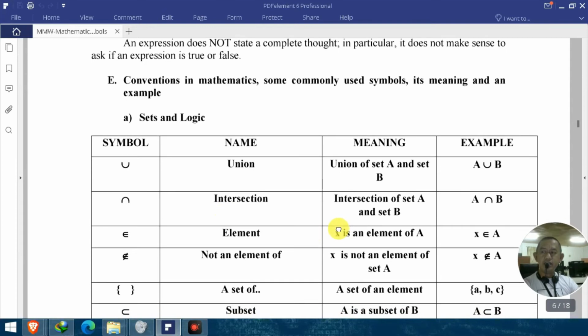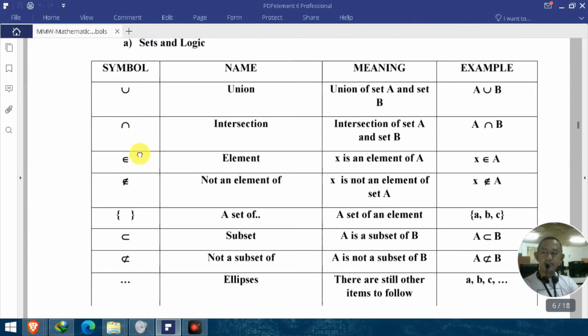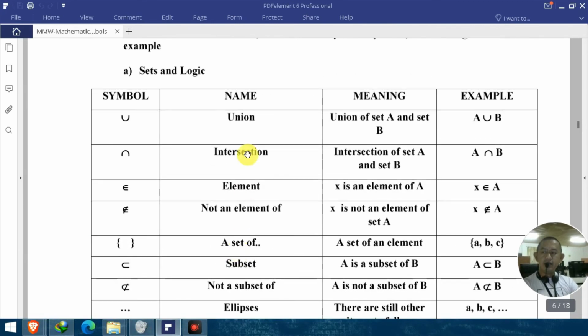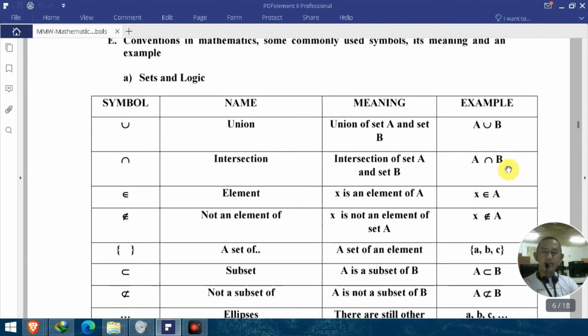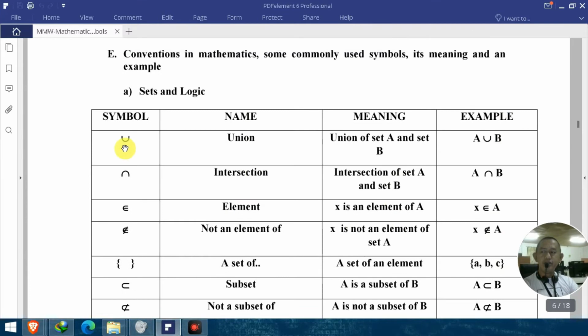So these are the commonly used conventions, symbols in math. Convention in mathematics: some commonly used symbols, their meaning, and their example. So these are the symbols here, and then we have the name, the meaning, and the example. So we have here union. The example is a union of set A and set B.